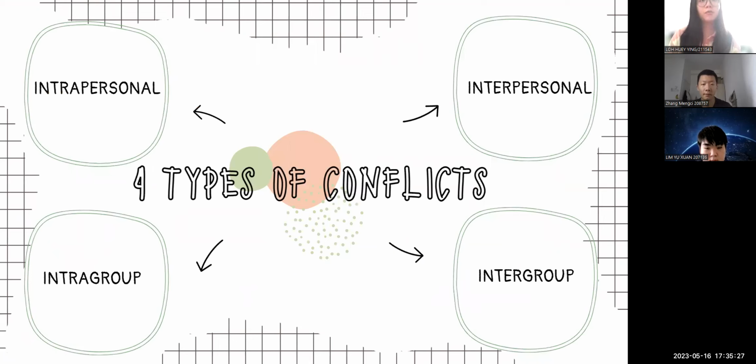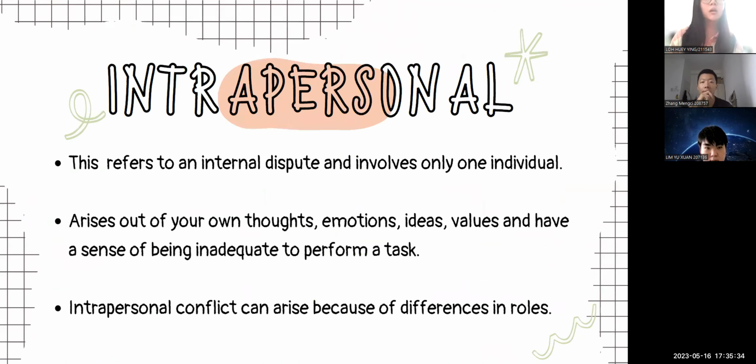These are the four types of conflict: intrapersonal, interpersonal, intragroup, and intergroup. Intrapersonal refers to an internal dispute that involves only one individual and arises out of your own thoughts, emotions, ideals, and values, and a sense of being integrated to perform a task. Which means you are not satisfied with yourself or your performance. Intrapersonal conflict can also arise because of differences in roles.